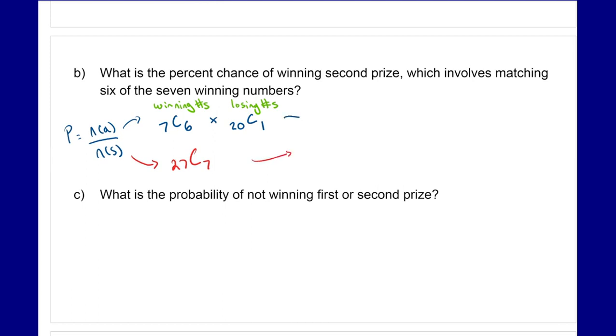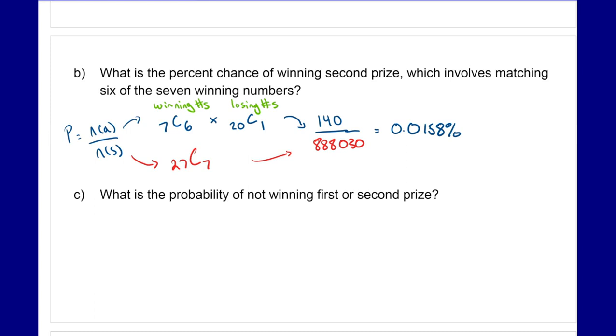We bring these two pieces back together. We have 140 divided by 888,030. So that gives us a probability of 0.0158%. So we're almost at a 1% chance of winning, but we're not quite there yet. So the probability of winning 6 or matching 6 of the 7 winning numbers is 0.0158%.